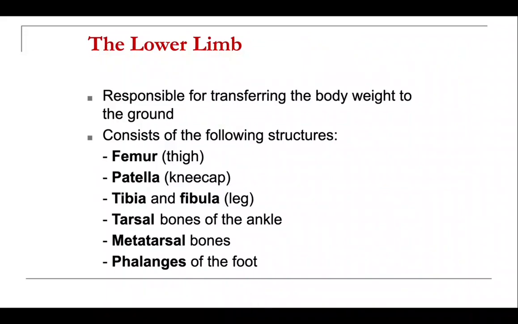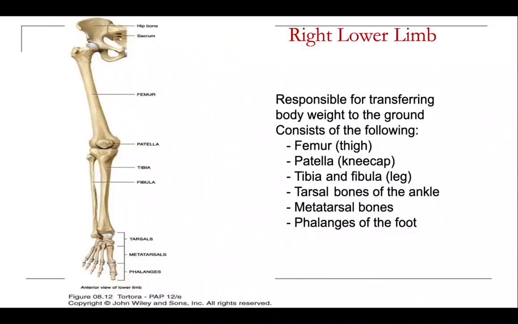So your lower limb is going to transfer body weight to the ground and allows walking. It's going to have the femur, which is your thigh, the patella, the kneecap, the lower leg, which is the tibia and fibula, tarsals in the ankles, metatarsals, feet bones, and the phalanges are your toes. So here is just showing all of those different bones.